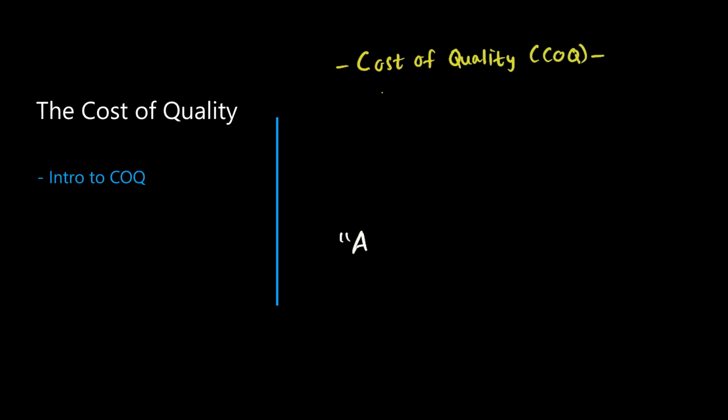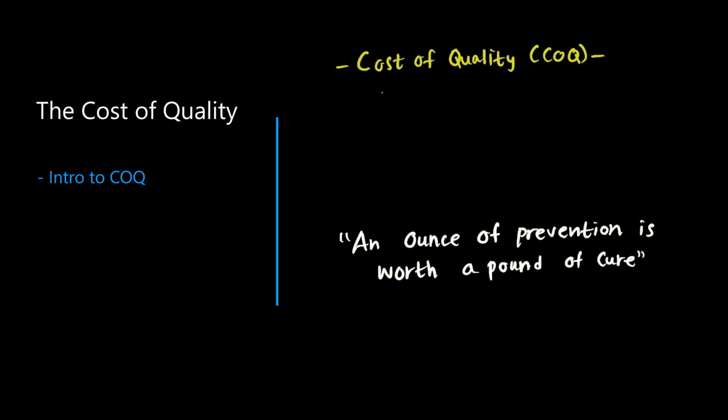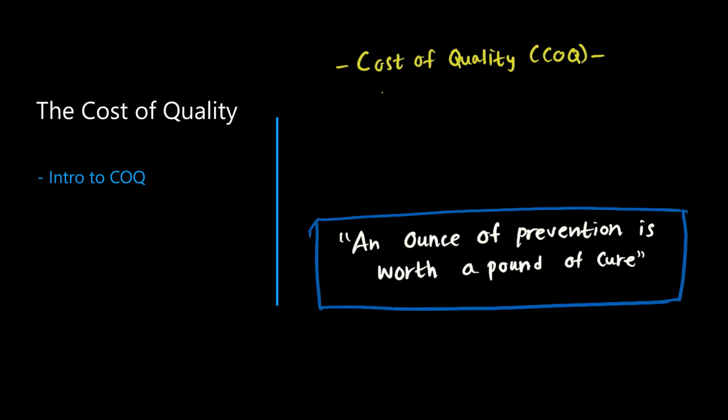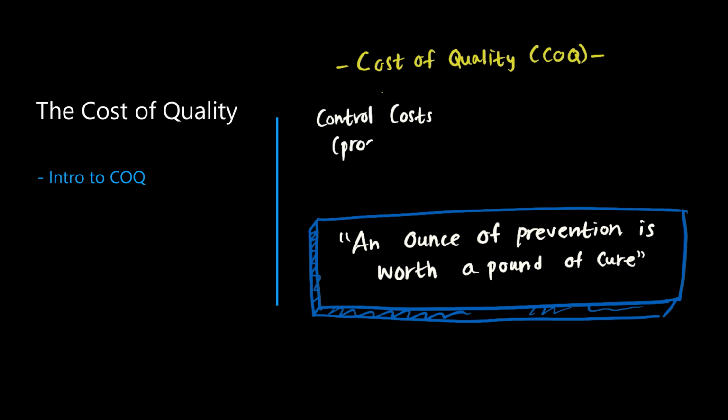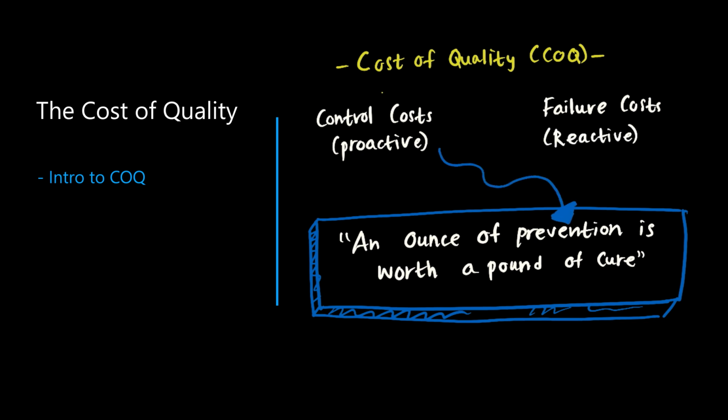Because quality, or the lack of it, has a huge financial impact. This brings us to a critical exam topic: the cost of quality. Imagine this simple phrase: an ounce of prevention is worth a pound of cure. That is the entire philosophy behind managing the cost of quality. These costs are broken into 4 categories, which fall into 2 main groups: control costs and failure costs.